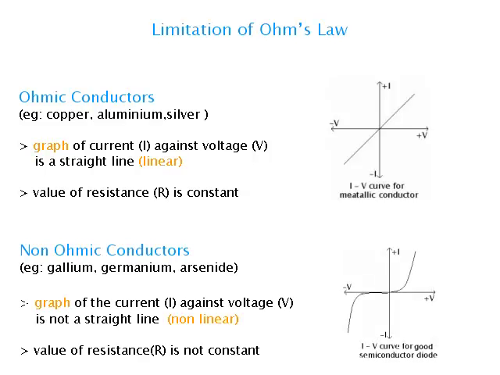There are certain materials which do not obey Ohm's law. These materials are called non-ohmic conductors. Non-ohmic conductors have non-linear current-voltage relationship. For such materials, the graph of the current against voltage is not a straight line. One common semiconducting device that has non-linear characteristic is a diode.